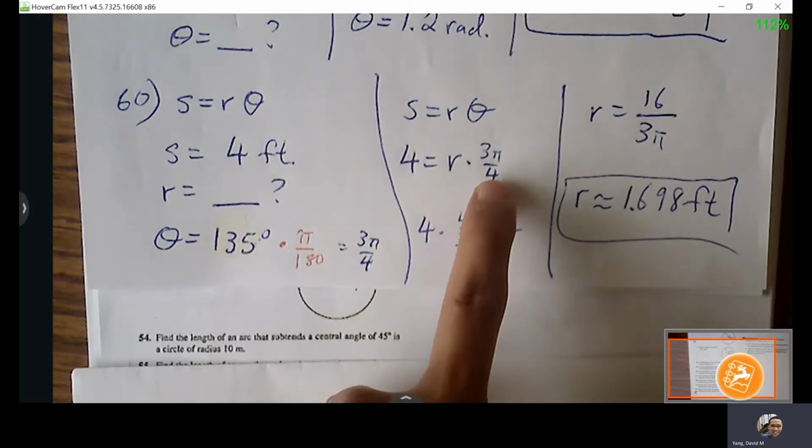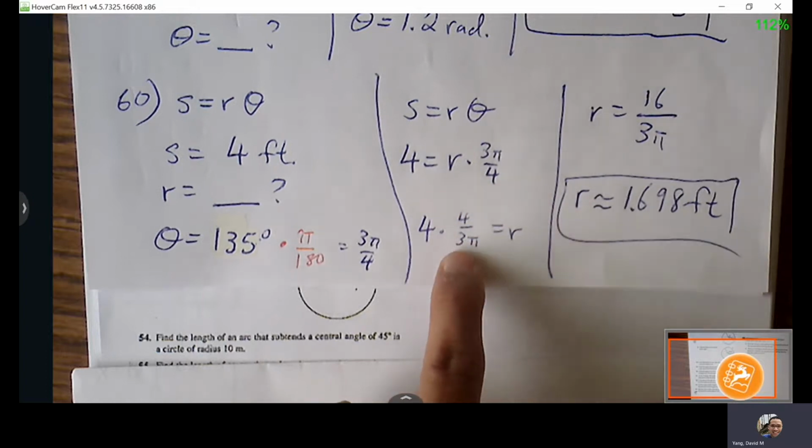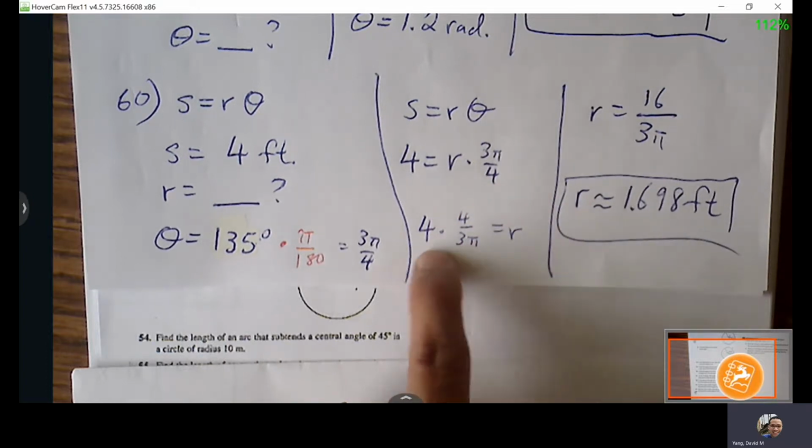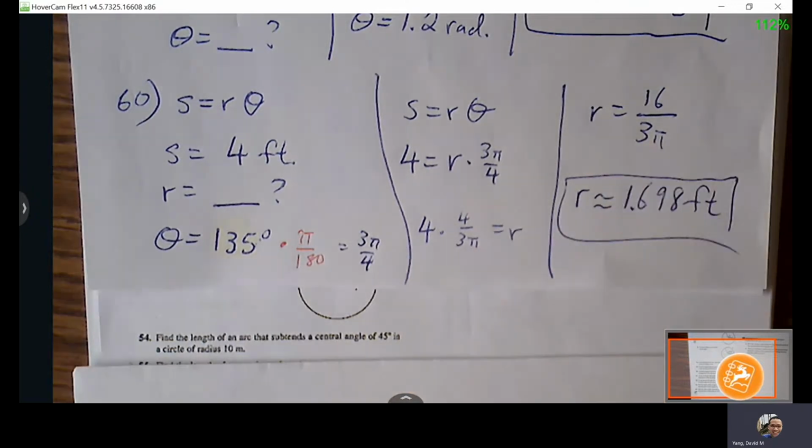So I just multiply by the reciprocal here. So divided by 3 pi over 4 is the same thing as multiplying by 4 over 3 pi. So it's 4 times 4 over 3 pi. That's 16 over 3 pi. Enter in your calculator, and you get 1.698.